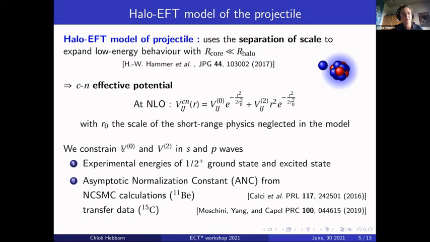The two parameters, V0 and V2, have to be constrained. At next-to-leading order, the S and P waves have to be constrained. In this work, and in some other works that I'm going to talk about a bit after, these parameters are constrained with the experimental binding energy of the ground state and excited states, but also with the asymptotic normalization constant predicted by ab initio calculation in the case of beryllium-11 and extracted from transfer data for carbon-15.